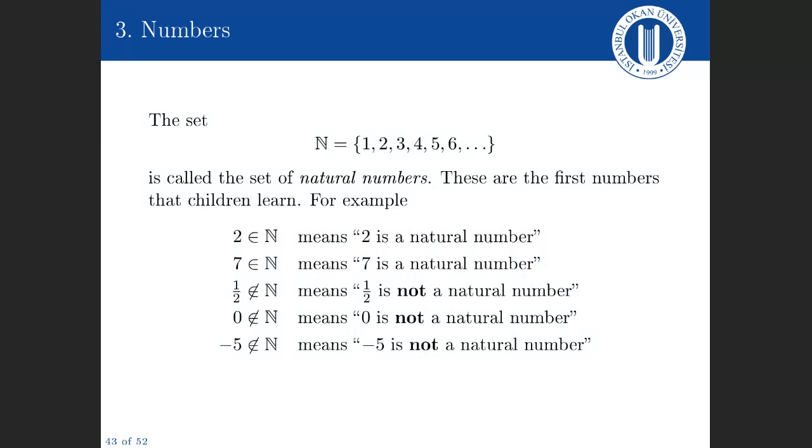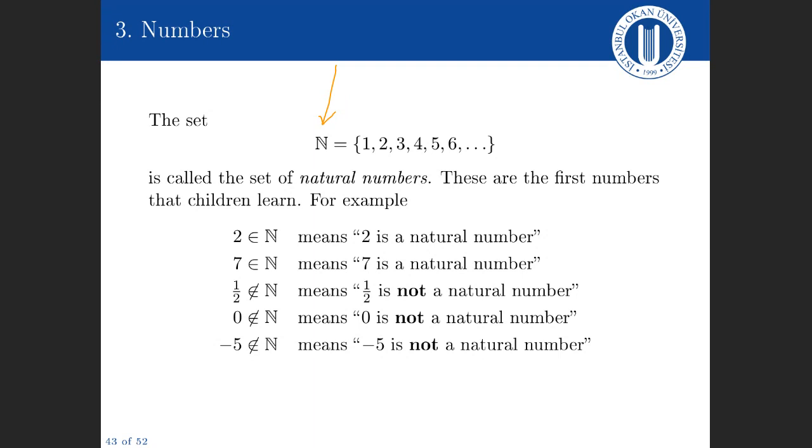What are the basic numbers, the first numbers that we teach children when they first go to school or before they go to school? We teach them the numbers 1, 2, 3, 4, 5, 6, etc. These numbers are called the natural numbers. And to describe this set, we use this special letter N, with a hollow stroke.